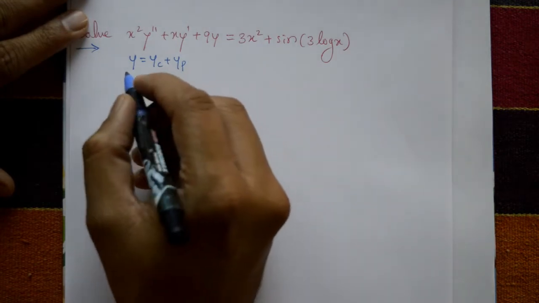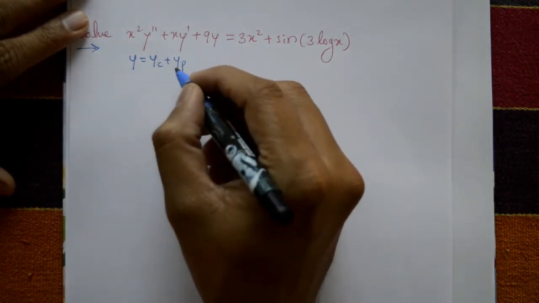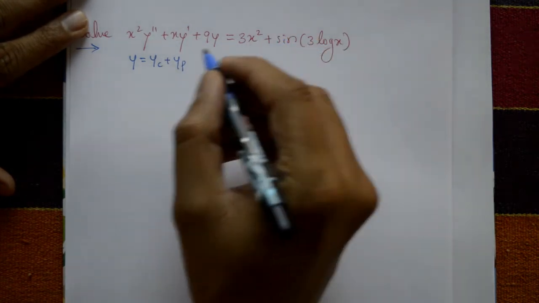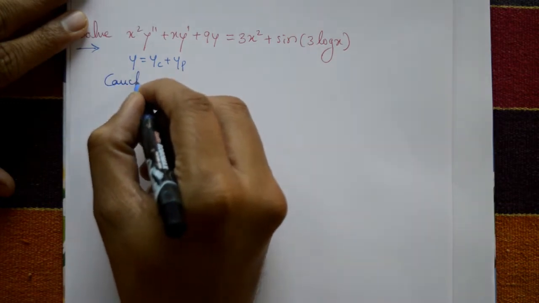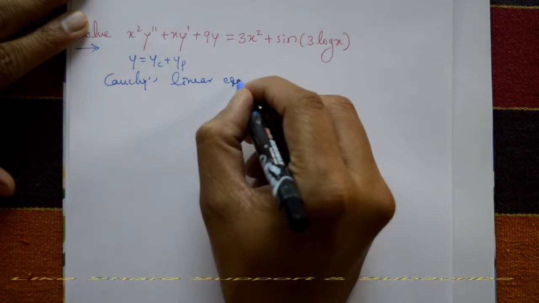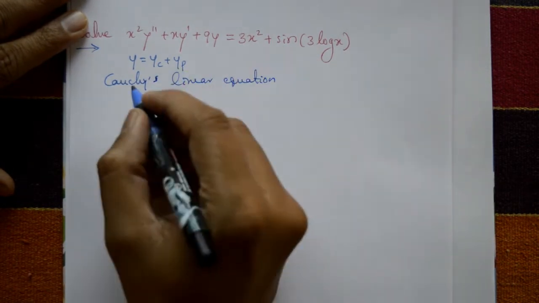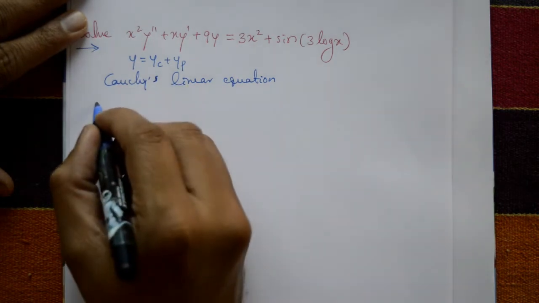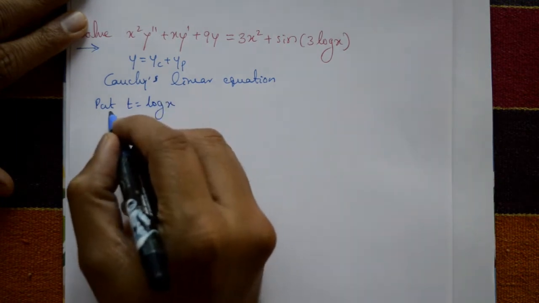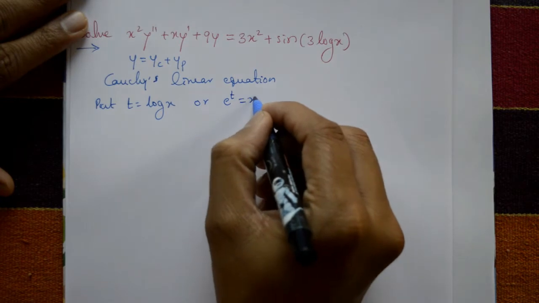Now, before finding the complementary function and particular integral, this is a Cauchy's linear equation. For a Cauchy's linear equation, put t equal to log x, or e raised to t equal to x.